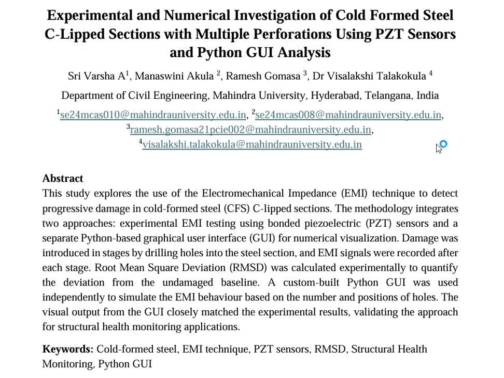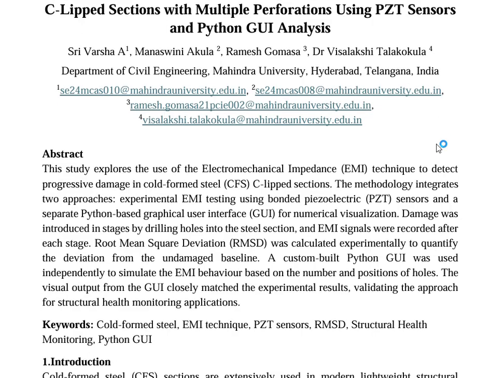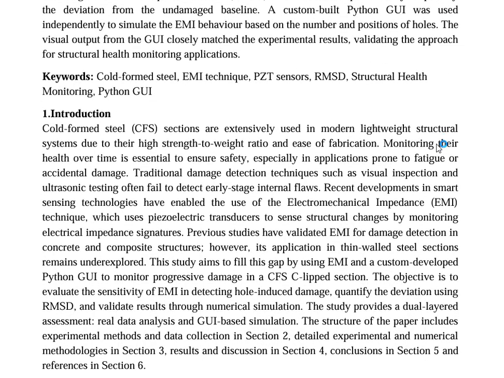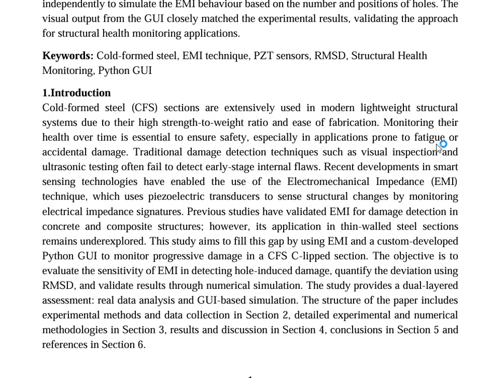sections. Let's dive in. Cold form steel is commonly used in modern structures because it's lightweight and strong, but damage over time can be dangerous. That's why monitoring its health is so important.